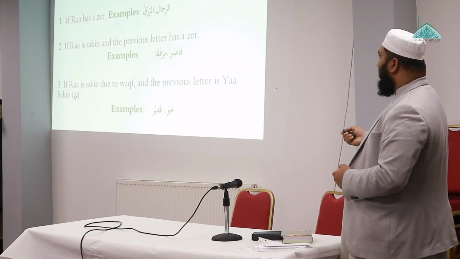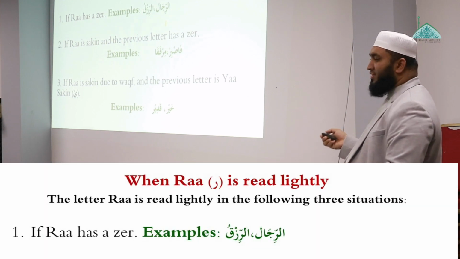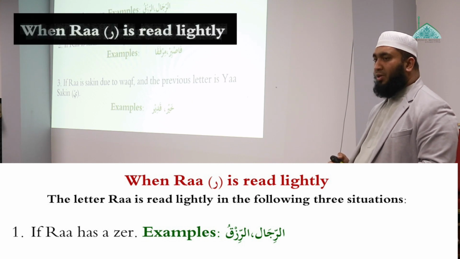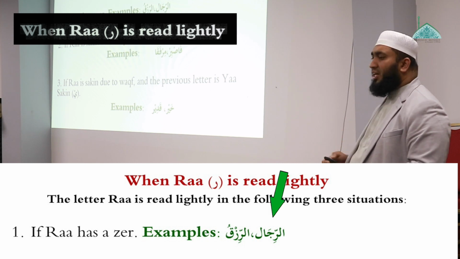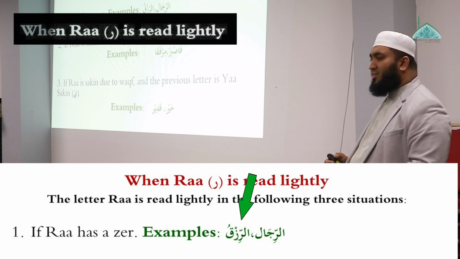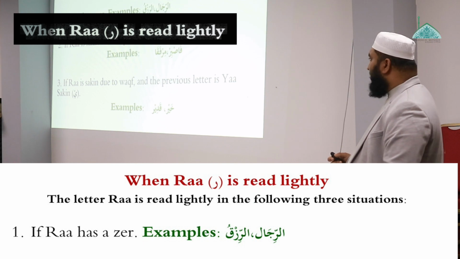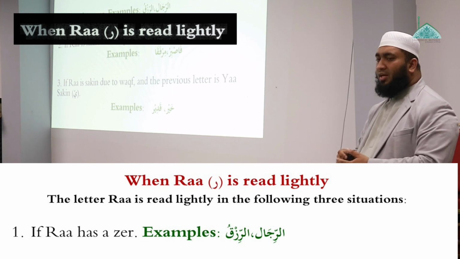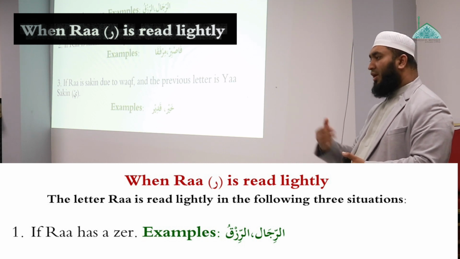Letter Ra is read lightly in the following 3 situations. So whenever Ra has a zer, Ra will be read lightly. For example, Ar-Rijal, Ar-Rizq, Ar-Rijal, Rida. Whenever Ra has a zer underneath, Ra is light.